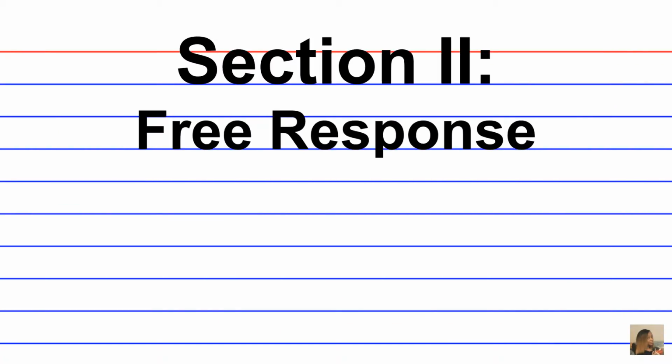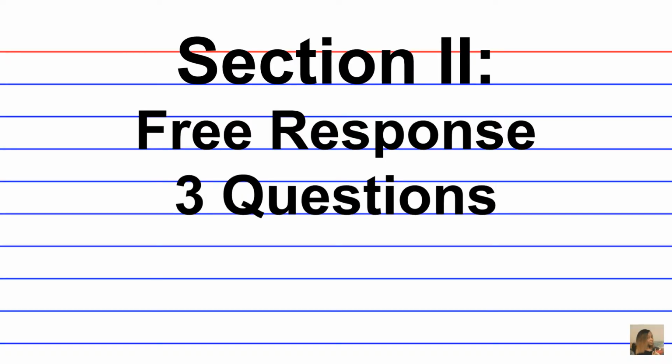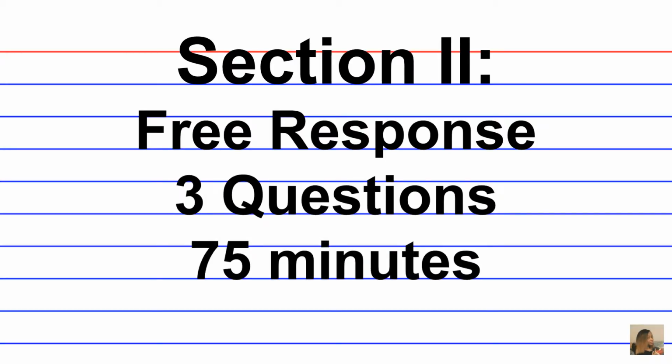Remember that Section 2 consists of free response questions. There are 3 questions that should be formatted as short essay answers, and you have 75 minutes to complete them, so allocate your time properly. The free response section is 50% of your exam score. You're required to define and explain and apply geographic concepts and also interpret geographic data. Okay?